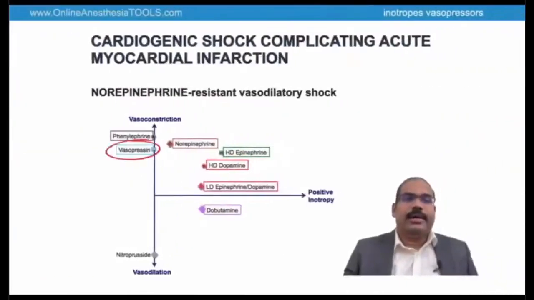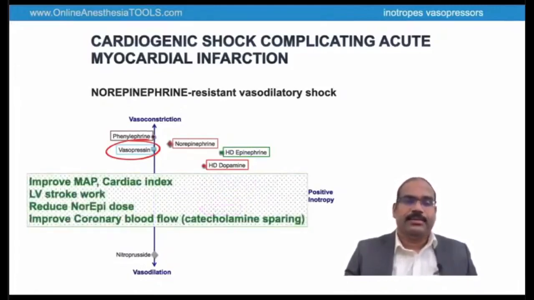So another choice in the cardiogenic shock scenario is vasopressin, which is very popular these days. It is shown to improve mean arterial pressure, cardiac index, and reduce norepinephrine dose and improve coronary blood flow, what is generally known as the catecholamine sparing effect. So these are the advantages of vasopressin in cardiogenic shock as an added agent when norepinephrine is already started.